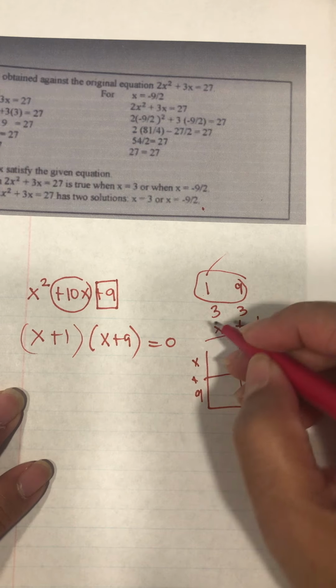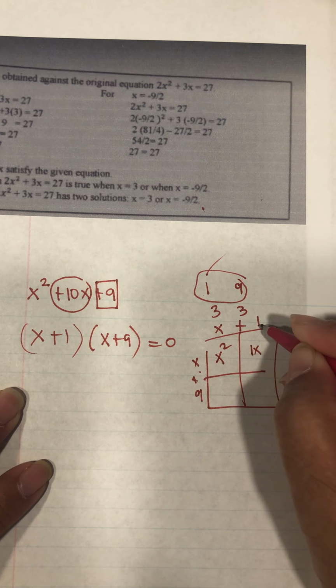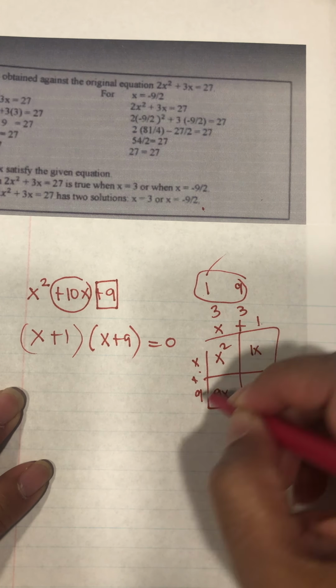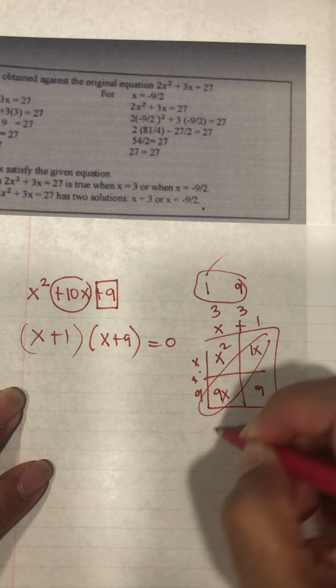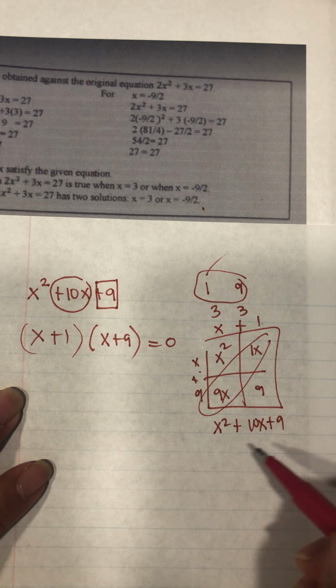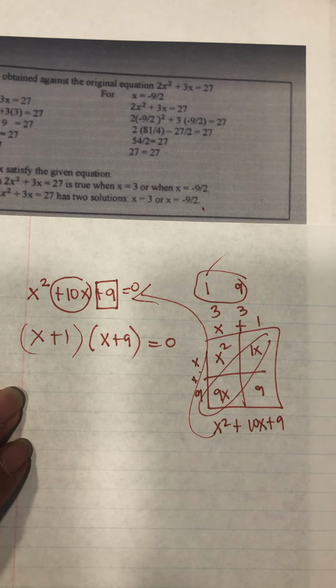So this one is x and x squared. 1 and x is 1x. 1x times 9 is 9x. 1 times 9 is 9. So now it's x squared plus 10x plus 9. So it brings us back to the original equation. So then that means our factors are correct.